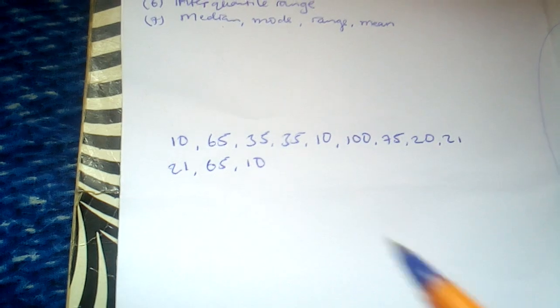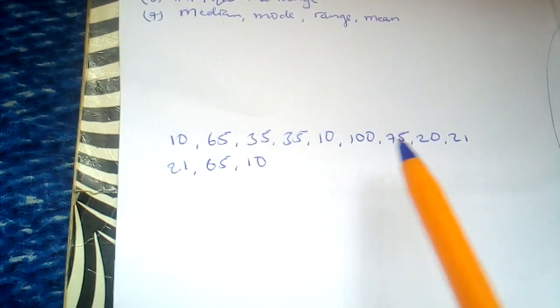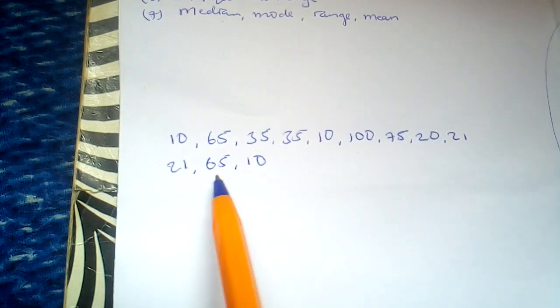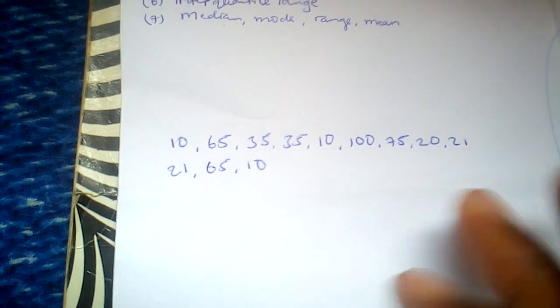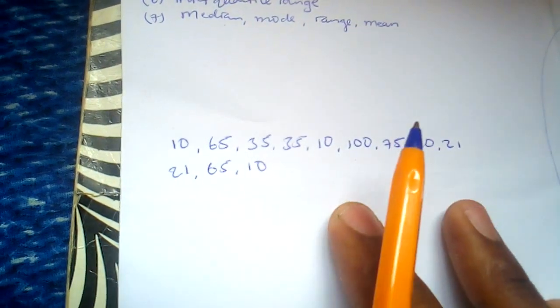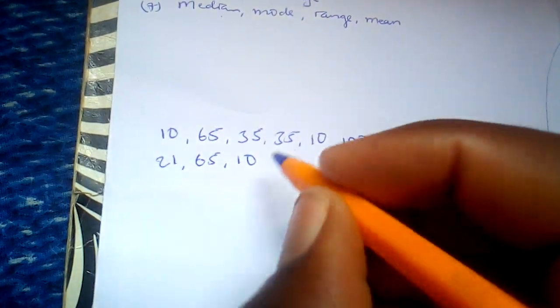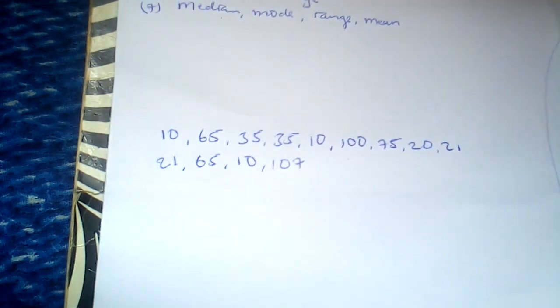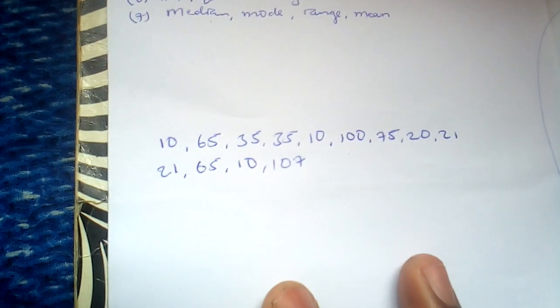So I may have numbers like 10, 65, 35, 35, 10, 100, 75, 20, 21, 21, 65, and 10. Numbers can go just like that. But as long as they are numbers, you have to know what to do with such numbers. So this is what you do. Let me also include a number like this. It may be of importance.